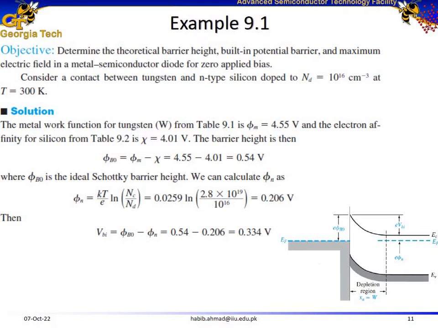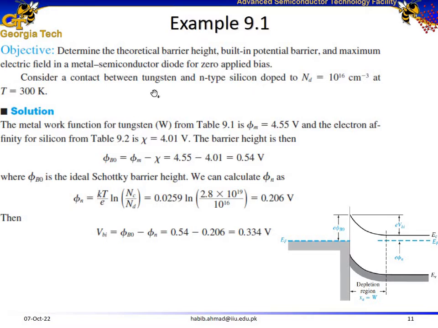Now consider this example. In this example, we have a metal semiconductor junction, an N-type material, and a metal. We are required to determine the barrier height, the built-in potential barrier, and the maximum electric field in the metal semiconductor diode for zero applied bias. Zero applied bias means under thermal equilibrium.